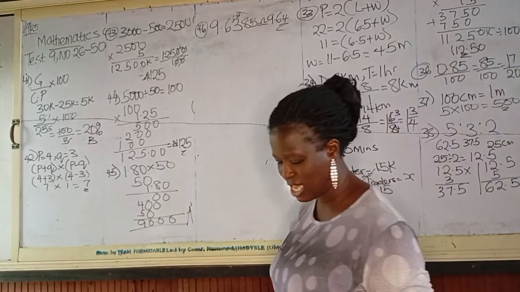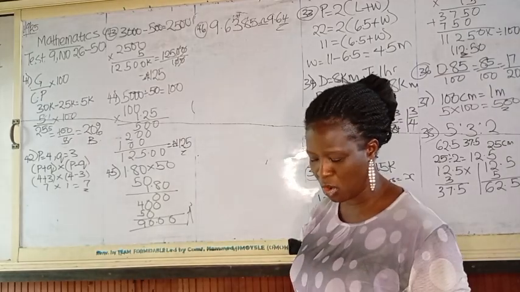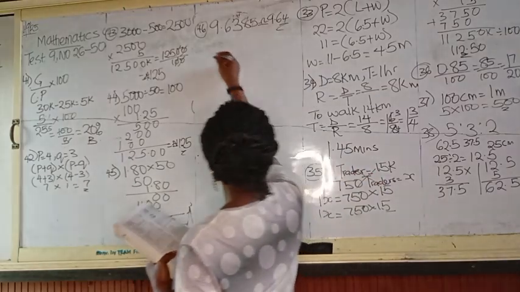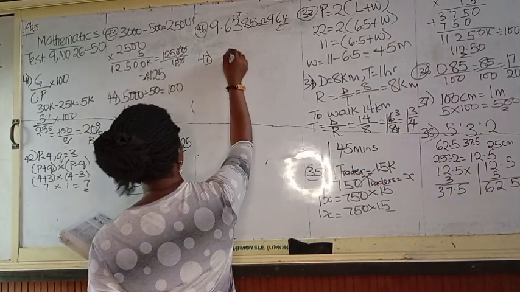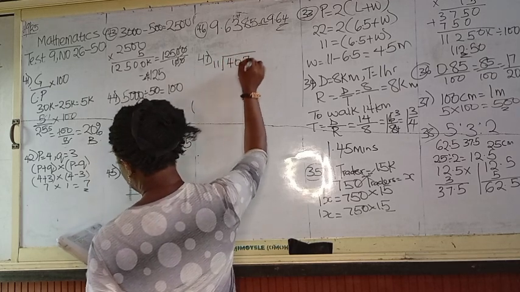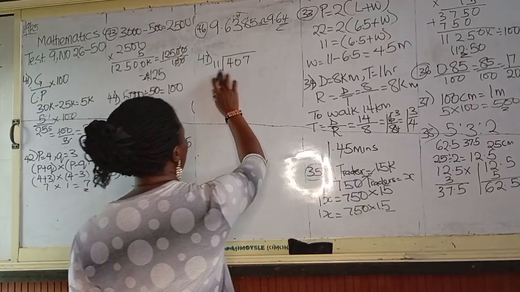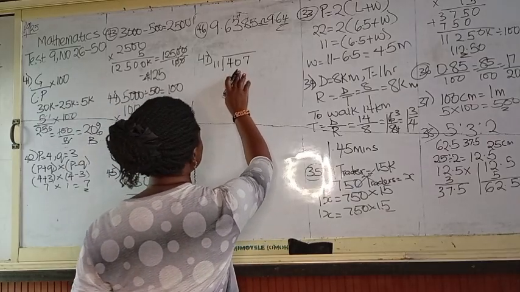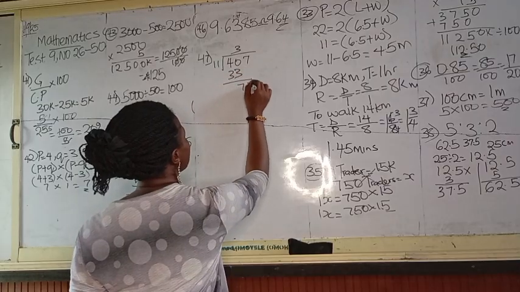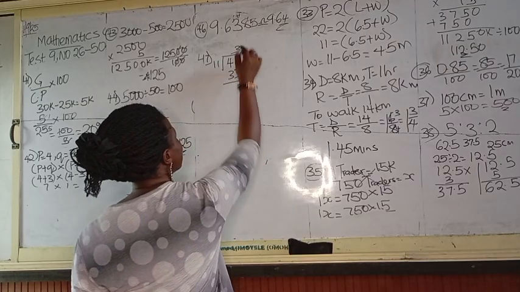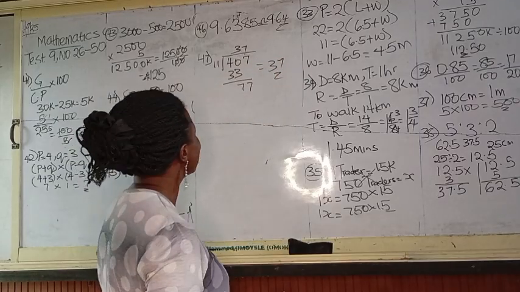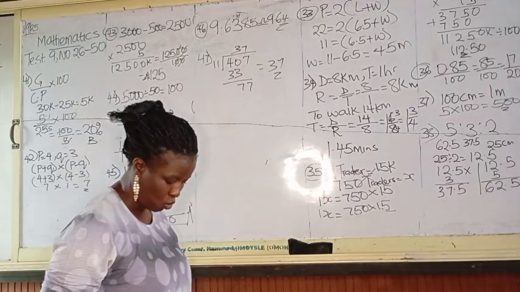Number 47 says, if one factor of 407 is 11, what is the other factor? So number 47, we have 11, we have 407. 11 in 40, that is 3, which is equal to 33. Then 40 minus 33 is 7, bring down 7, 77. 11 in 77, that is 7. So our answer there is 37. If you multiply 37 with 11, it will give you 407.